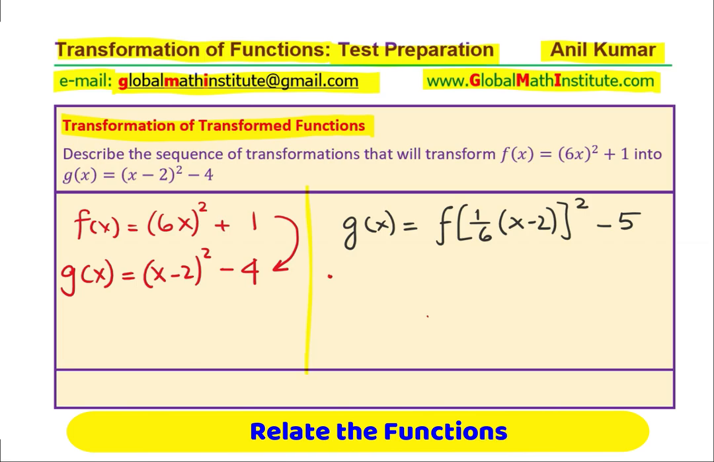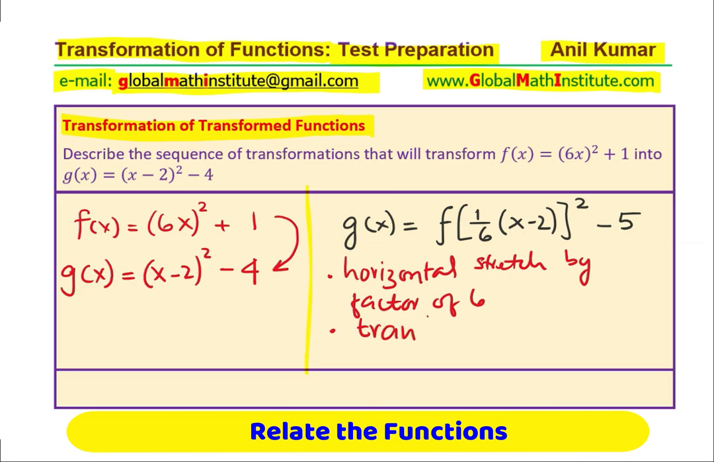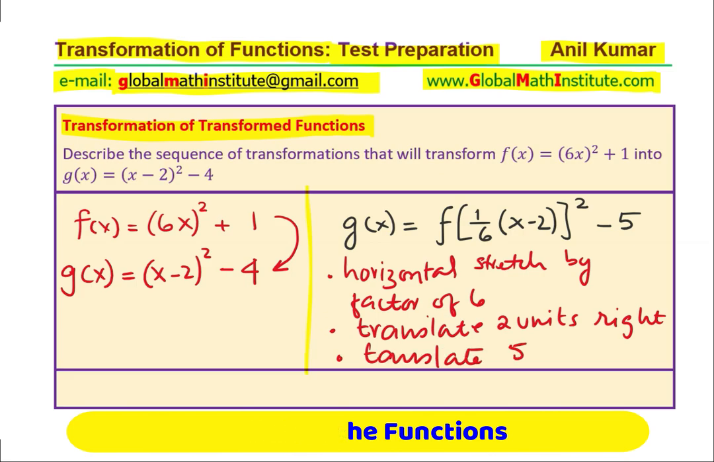So we can describe this as horizontal stretch, or you can say dilation, by a factor of 6, translate 2 units right, and then translate 5 units down. Make sense?